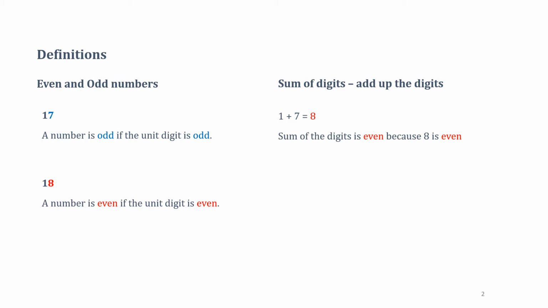A number is even if the unit digit is even. 8 is even, so 18 is an even number. 1 plus 8 equals 9. The sum of the digits is odd because 9 is odd.